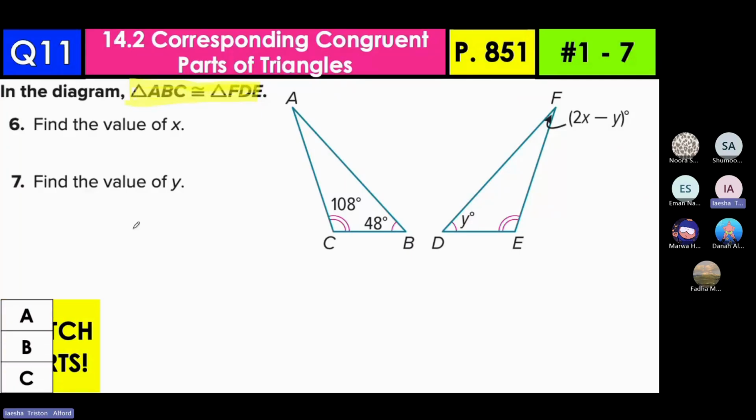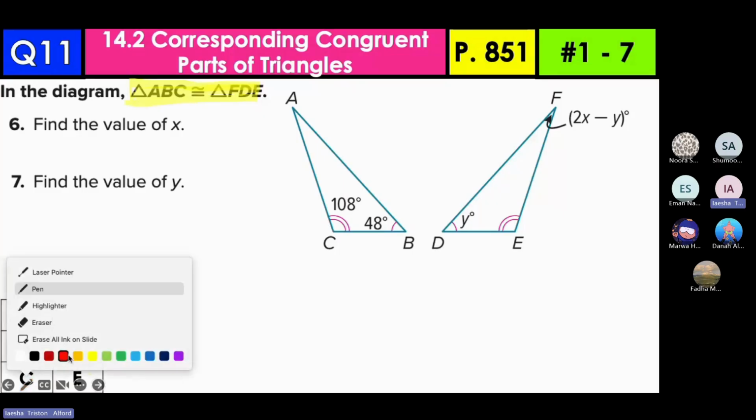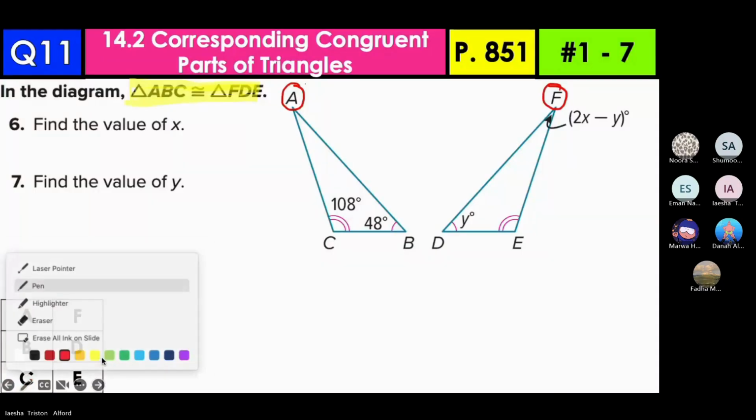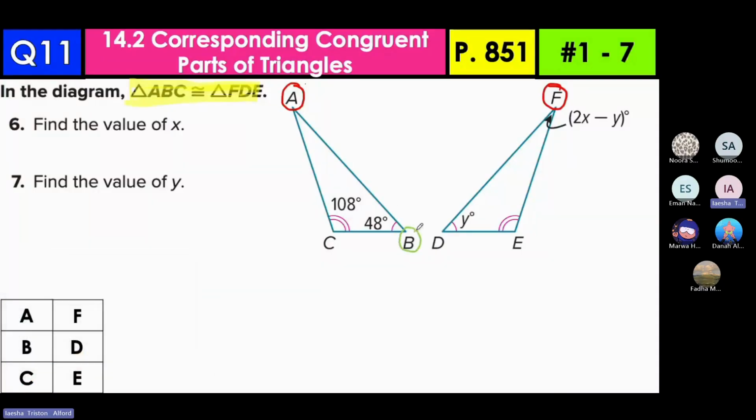Okay, so triangle ABC is congruent to triangle FDE. I'm going to code everything so we can see it clearly. So A is matching with F, and B is matching with D, and C is matching with E. We know from the statement. The next thing we need to try to figure out is maybe the value of X.